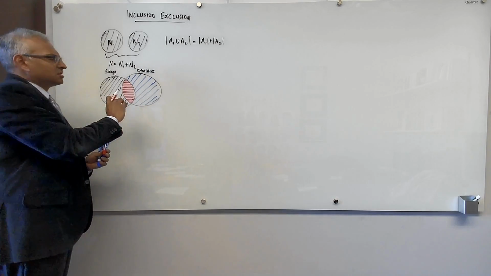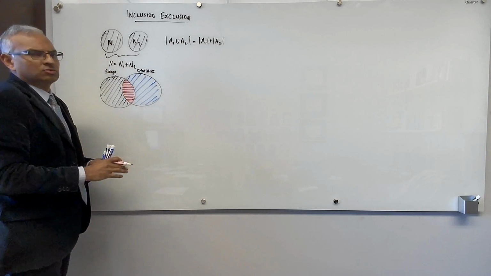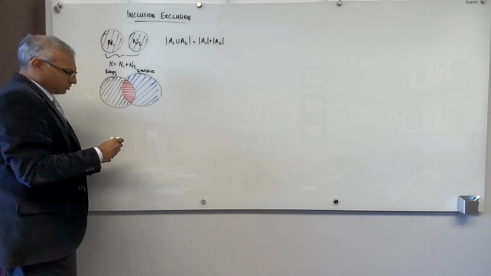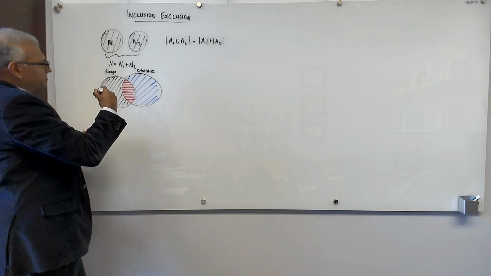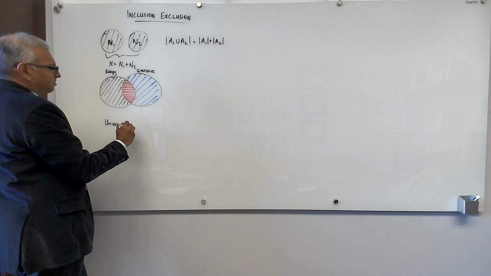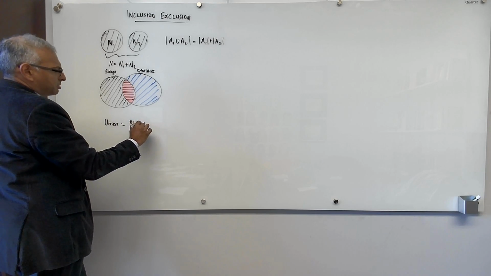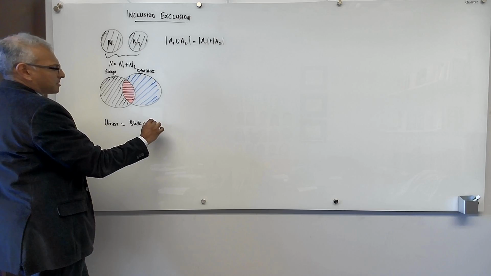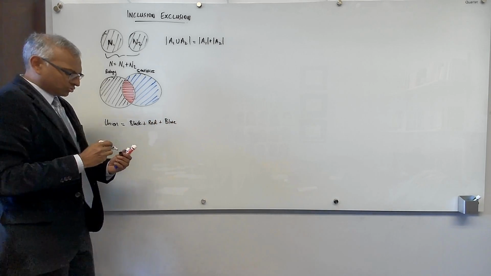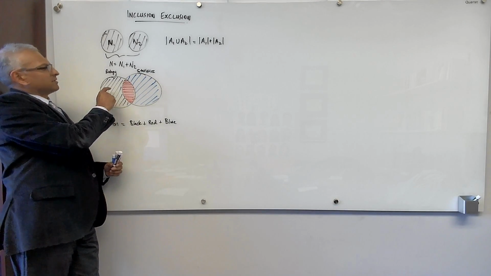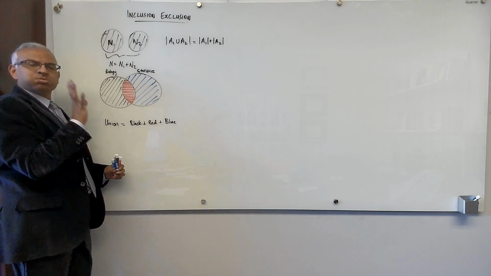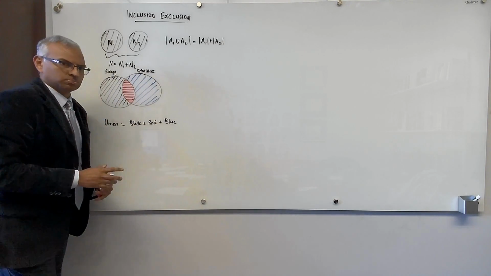Now, we're interested in the size of this whole region, the size of the union, or the number of elements in the union. So the union is equal to black plus red plus blue. Now that I can do, because the black, the red, and the blue are disjoint regions, so I can apply the sum rule to black, red, and blue.